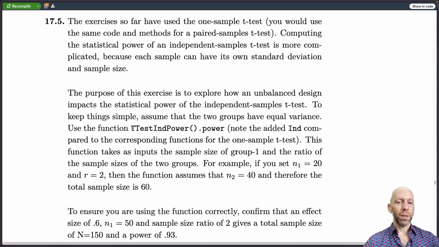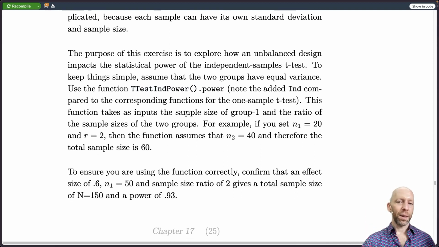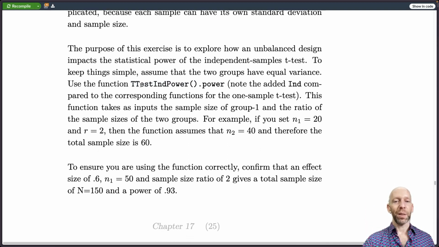Previously, you have used a function called t-test power dot power, or whatever other method you are calling. Here, we are going to use t-test ind power. Obviously, this is for an independent samples t-test. Now, providing the inputs into this function is a little bit weird. I don't know why the developers set it up this way. I think they could have done it in a slightly more intuitive way, but anyway, I don't mean to complain.